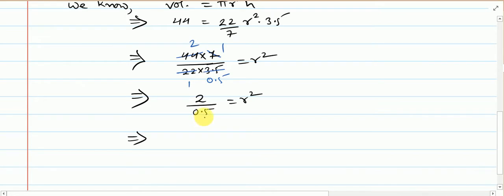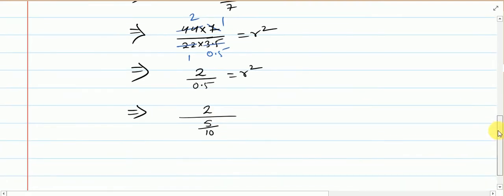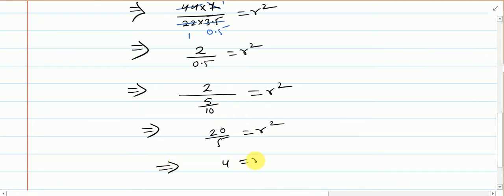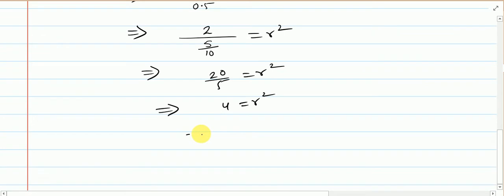So here this can be written as 2 upon 5 by 10. This 10 will go up. So you get 20 by 5. So 4 equal to r square. This implies r is equal to root 4. I am not taking plus minus because here radius is distance, so it has to be positive. So r will be 2 centimeter. Okay.